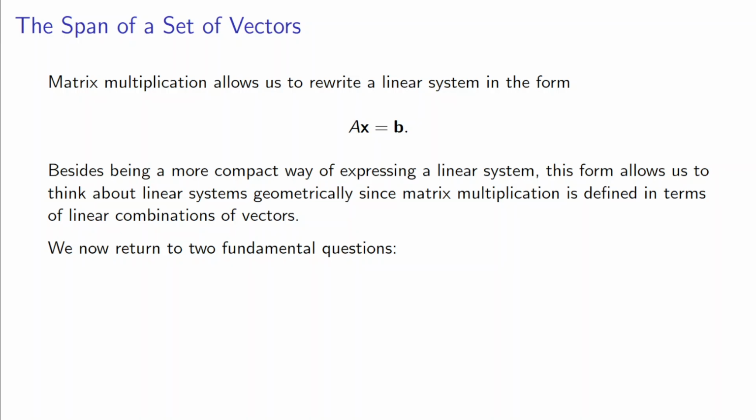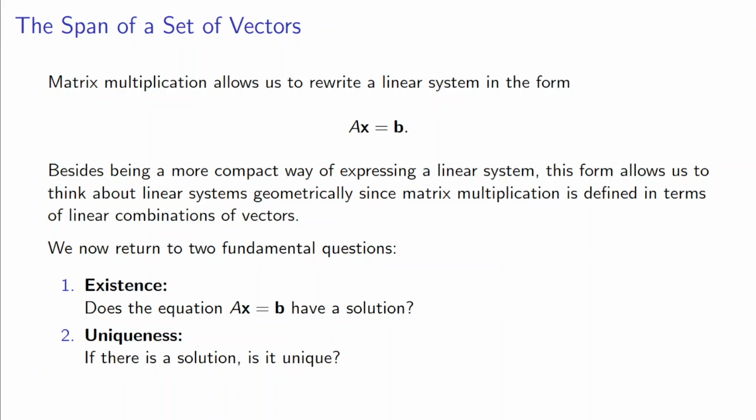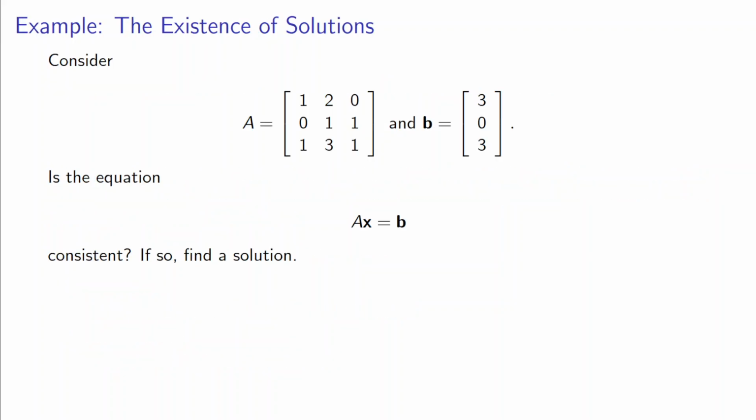We're going to look back now at two fundamental questions we had when it came to linear systems. One was this question of existence: does the equation Ax = b have a solution? And then uniqueness: if there is a solution, is it unique? So let's look at an example. Consider a 3 by 3 matrix A, with rows 1, 2, 0; 0, 1, 1; 1, 3, 1, and a vector b, 3, 0, 3. Is the equation Ax = b consistent? If so, find a solution.